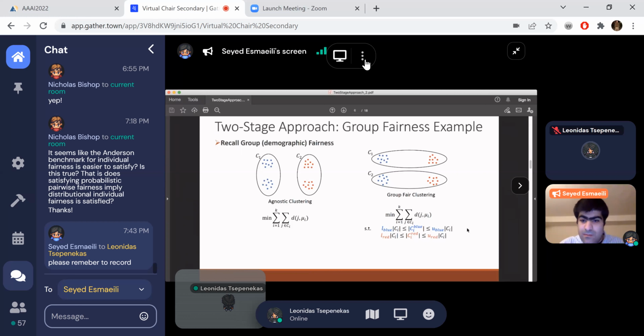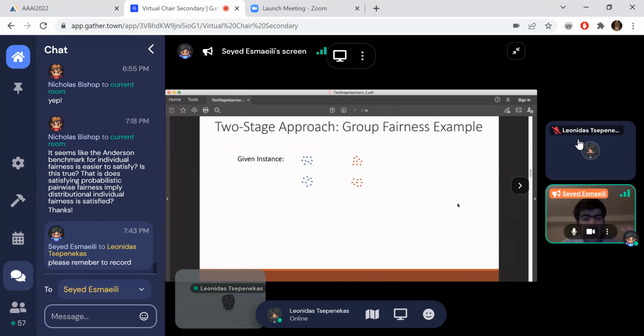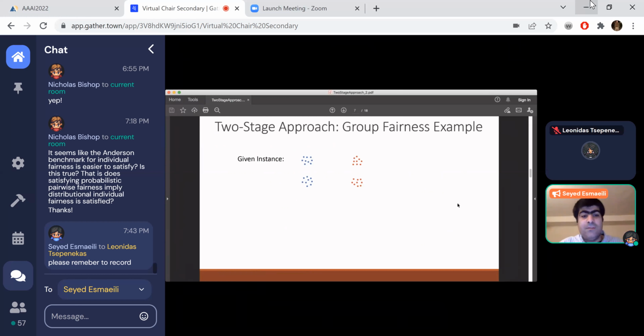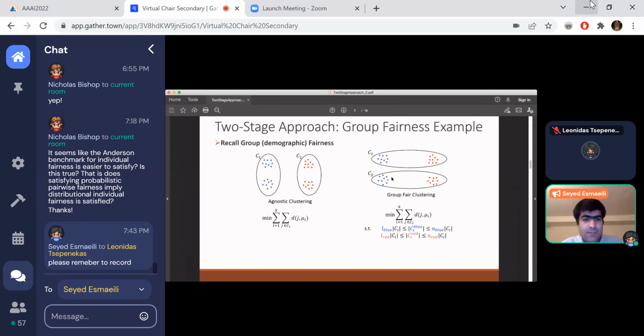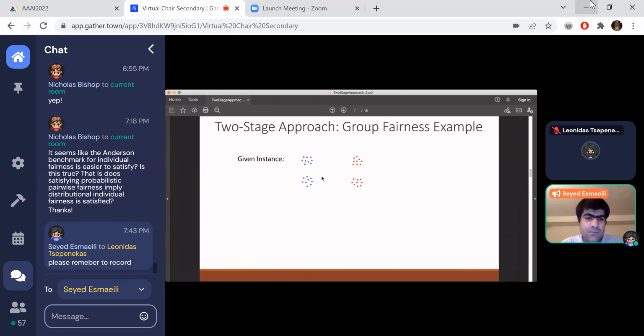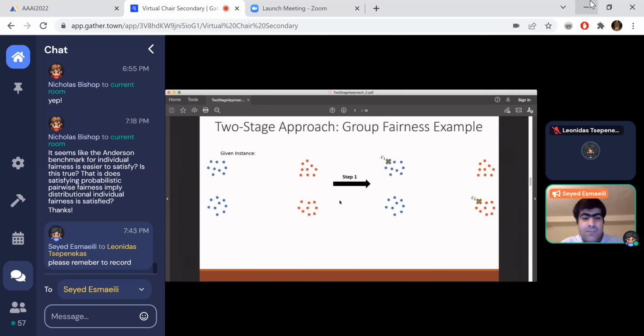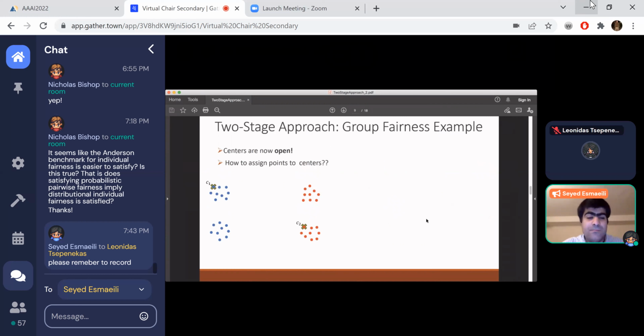Okay. All right, so let's see how the two-stage approach runs. Let's say that we have this given instance. Clearly, the color-agnostic approach would lead to the output on the left, where the clusters don't mix the colors. Now, step one says what? Just run a regular clustering algorithm to choose the centers, and we did that. We are doing two-clustering; we chose k equal to 2. We ran the regular clustering algorithm, and it gave us two centers, C1 right there and C2 right here. Now the centers are open. The question now is how to assign the points to the centers.